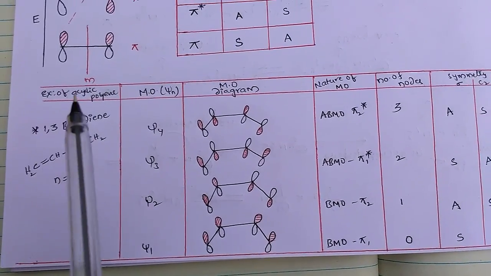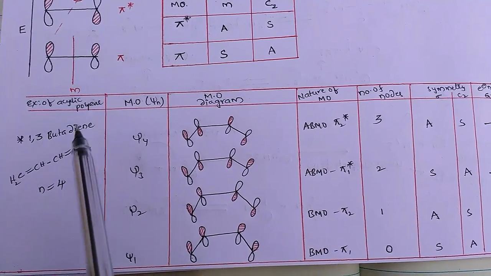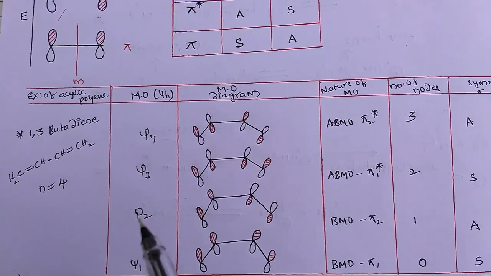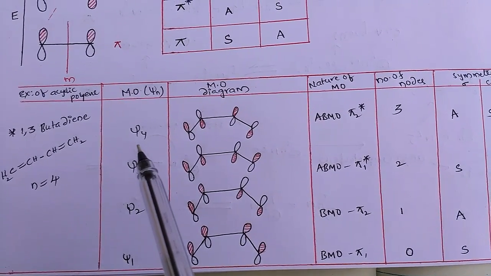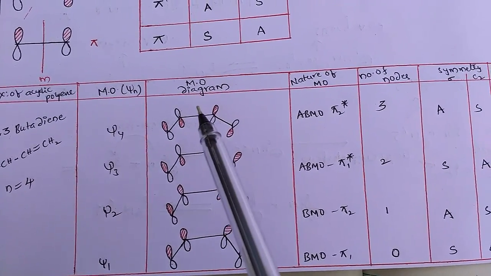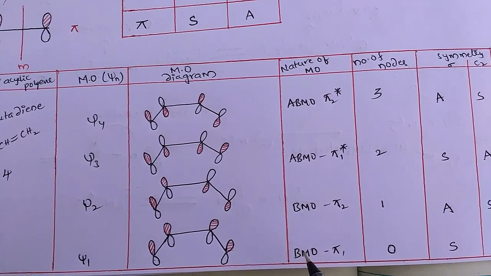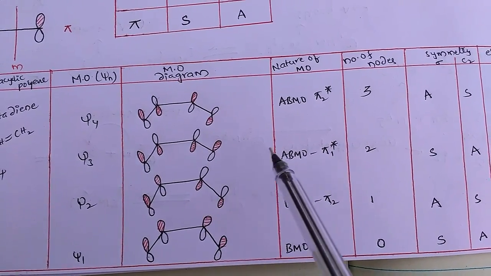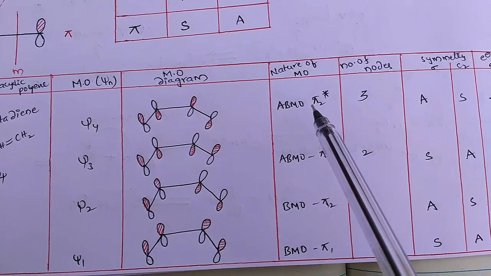For example, I am giving one example, that is 1,3-butadiene, an example of an acyclic polyene. So this is the polyene 1,3-butadiene and n is equal to 4. That means the number of molecular orbitals is 4: psi 1, psi 2, psi 3, psi 4. This is the representation of the molecular orbital diagram. Consider this is the bonding molecular orbital pi 1, this is the bonding molecular orbital pi 2, this one is the anti-bonding molecular orbital pi 1 star, and this one is the anti-bonding molecular orbital pi 2 star.